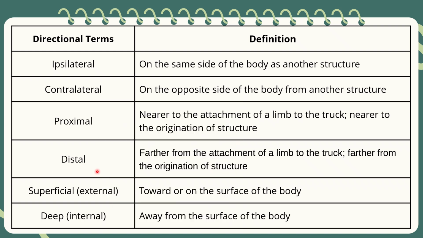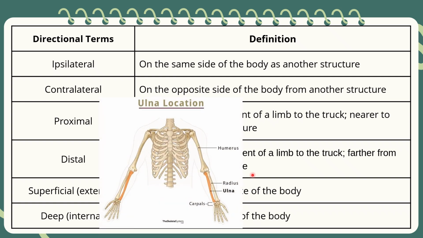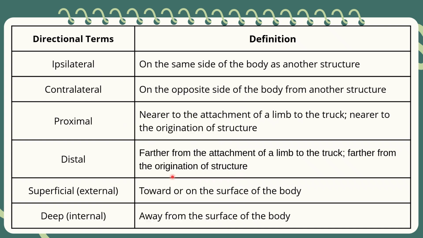Next term, that is the distal, means farther from the attachment of a limb to the trunk or farther from the origination of the structure. For example, we can say the phalanges are distal to the carpals. These are the carpals and these are the phalanges. These phalanges are further than the carpals, which are nearer to the attachment of a limb.